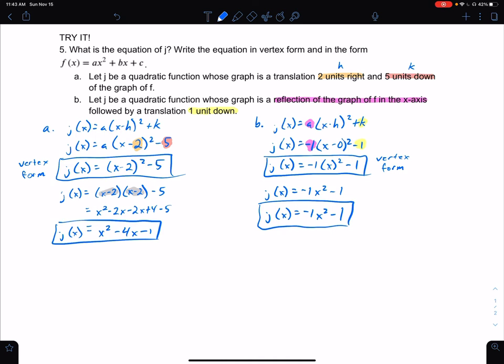The key thing, though, in part B is that the reflection is going to cause a to be negative, so you'll have a negative 1. And once again, it's a 1 because there is no stretch and no compression. For these problems, if there was a stretch or compression, you would need a graph because you would have to find out a second point, and then you would need that second point to calculate what a is. But for these, you won't have to worry about that. There will be no stretches and no compressions in these specific types of problems.